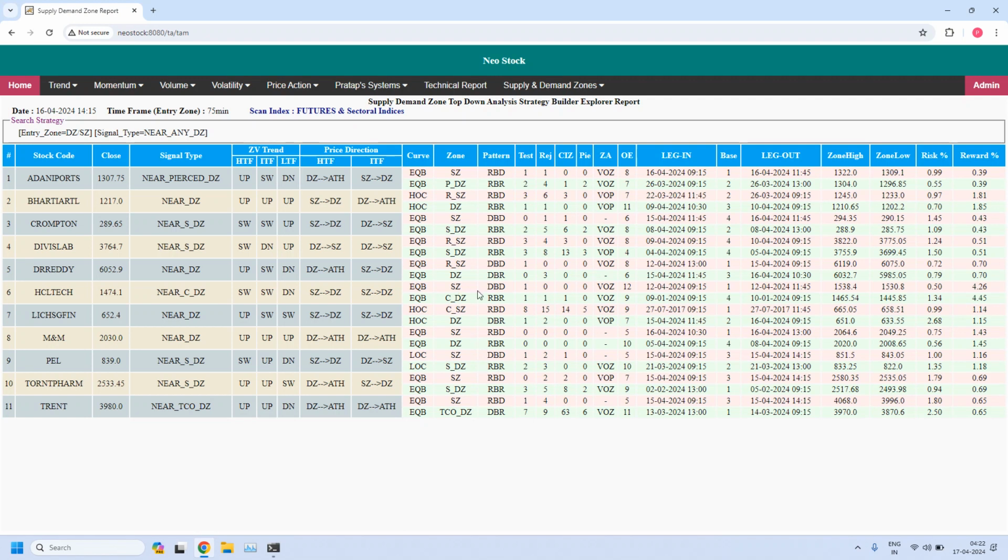That means we have identified total how many? 2 or 3? We have HCL Tech and PEL. We have identified 2 75 minutes high liquidity demand zones from this list. So let me go back.